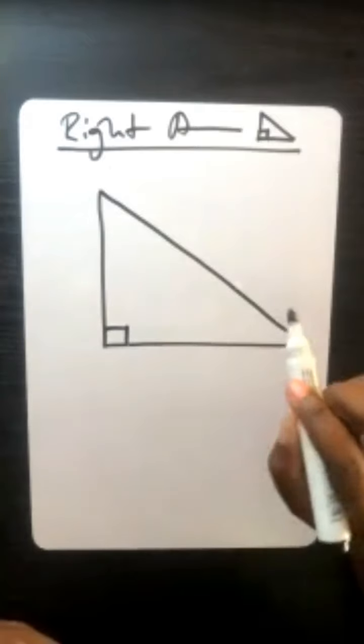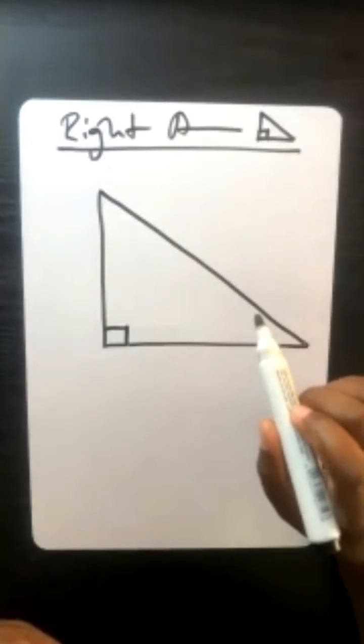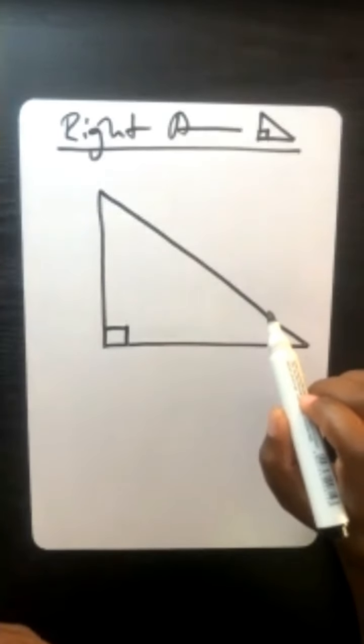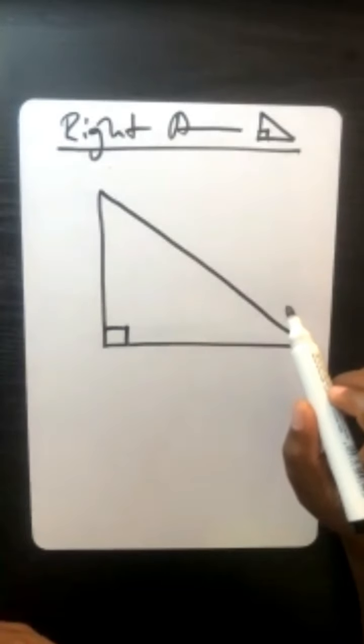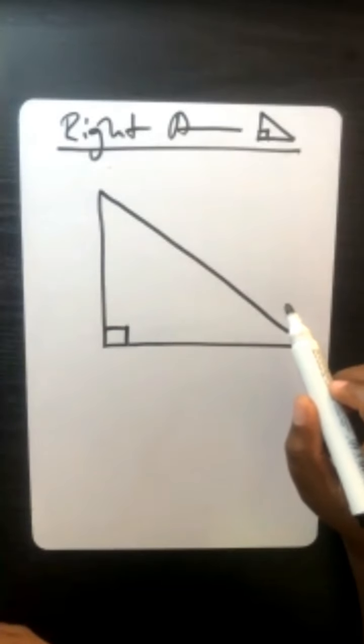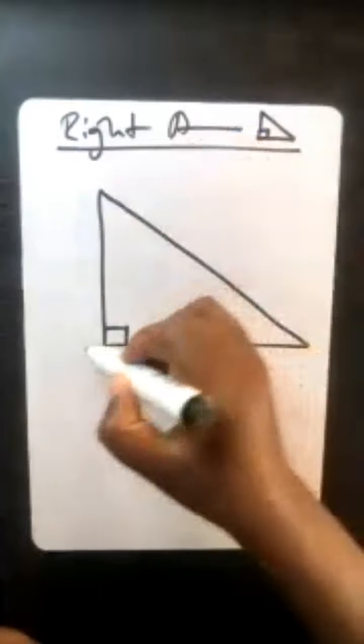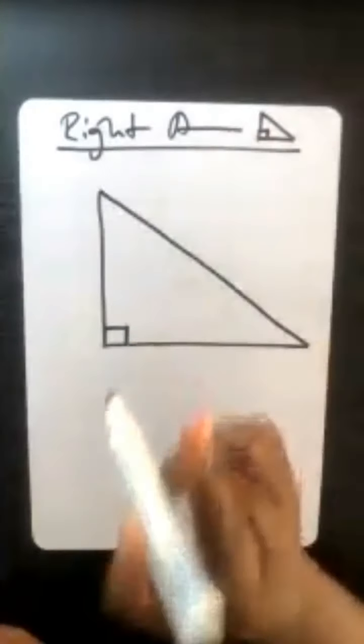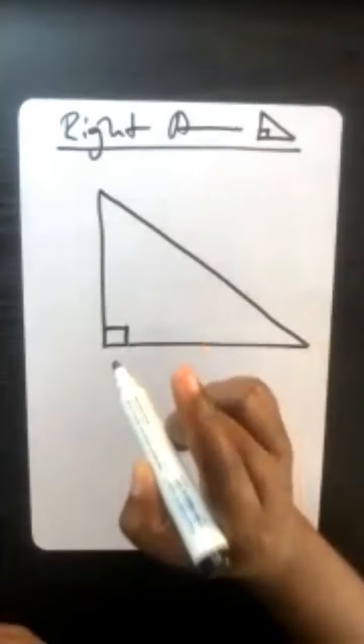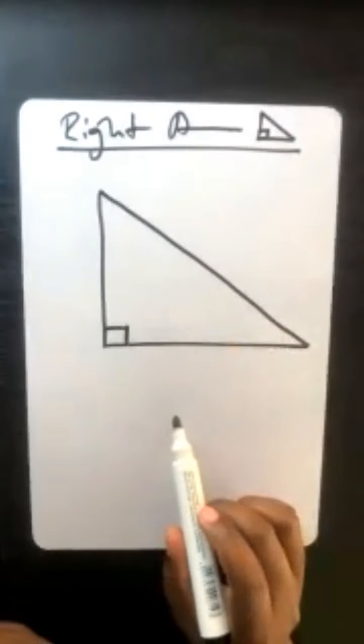So listen to what I'm saying, guys. Each side has a specific name. How many sides do we have in a right-angled triangle? We have 3 sides. 1, 2, 3. So each side has a specific name. What are those sides, guys?